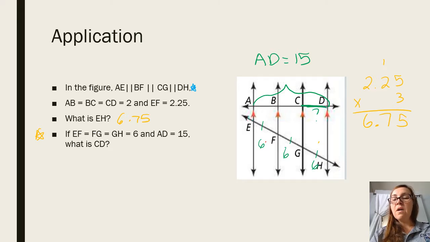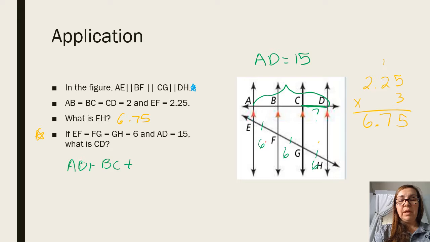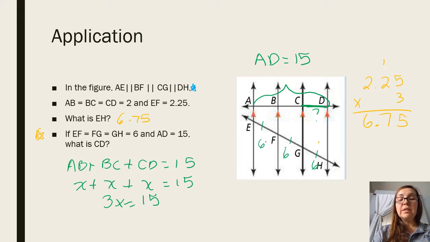Well, since they're all equal to each other, we have 3 equal parts. AB plus BC plus CD is equal to 15. And since they're all equal to the same value, let's say x, by combining like terms, we have 3x equals 15, and we can solve for this value of x, or this piece, and find that it's equal to 5. So CD is equal to 5.